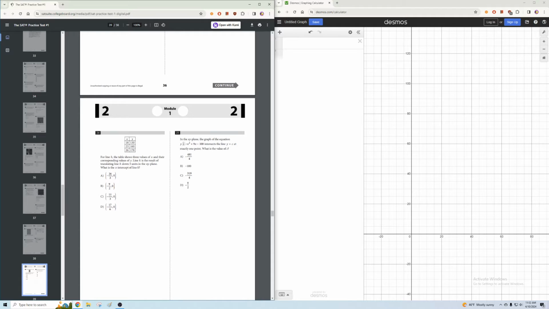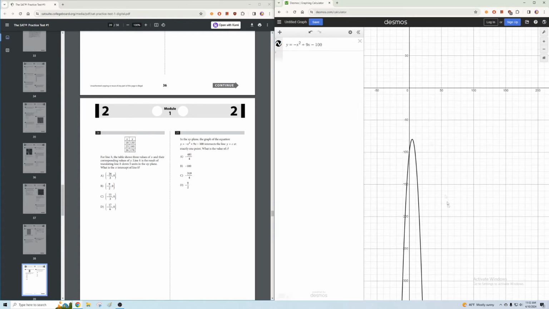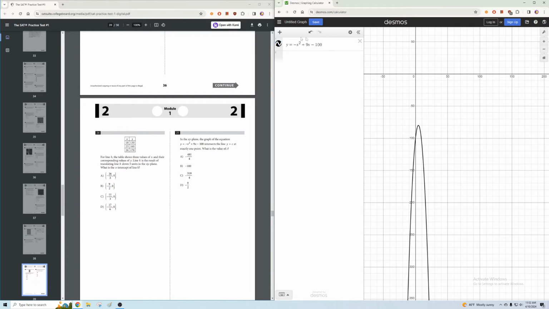Okay, in the xy plane, we have a quadratic. It intersects the line y equals c at exactly one point. So you do need to understand how quadratics behave to handle this problem. If I graph it, negative x squared plus 9x minus 100. Oh no, where did it go? Just kidding, it's down here. So zoom out if you can't find it.